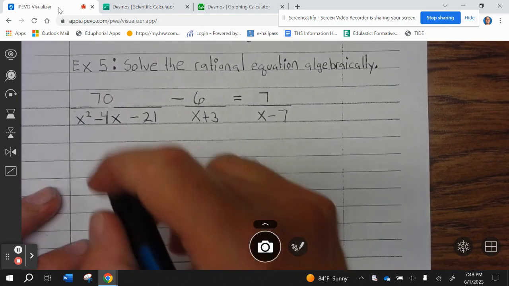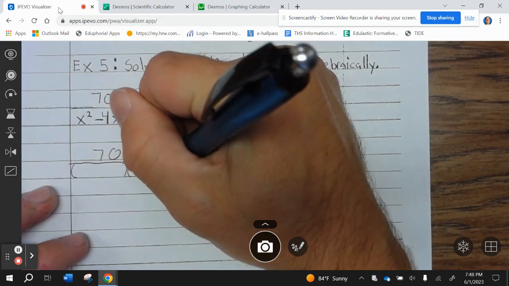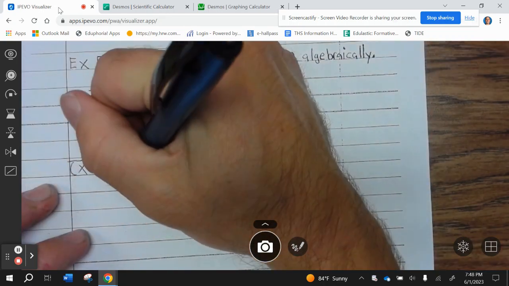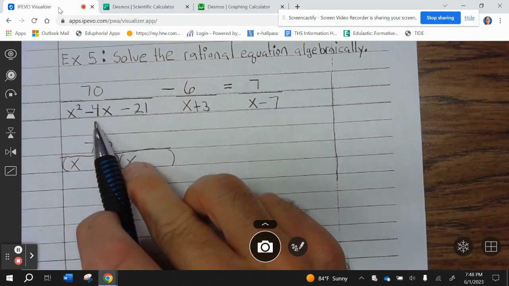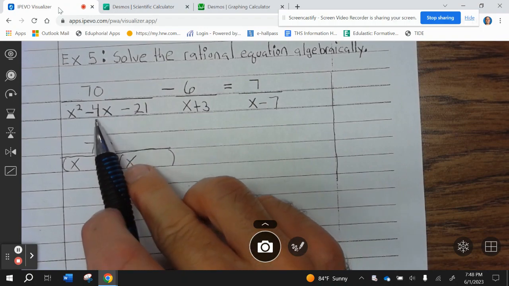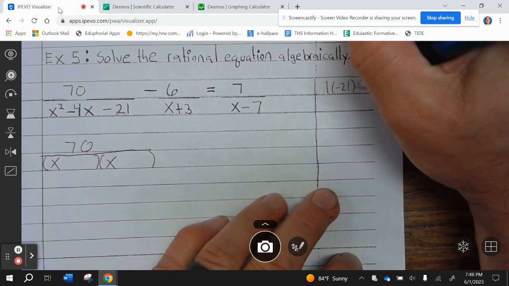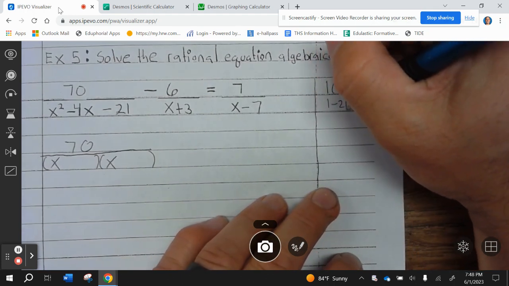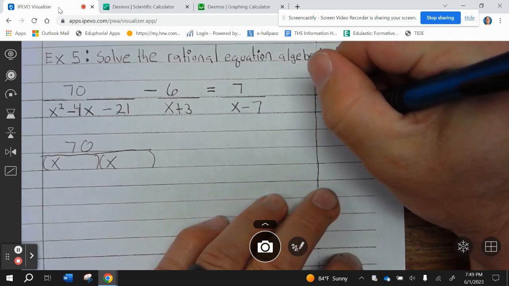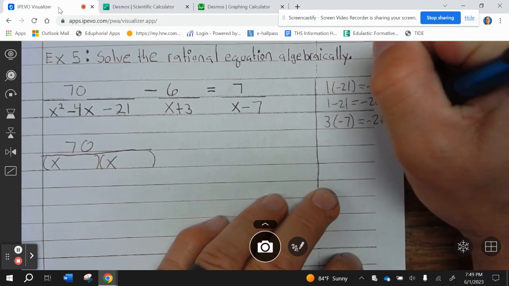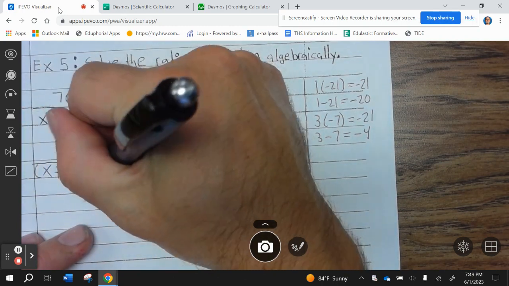All right, so we need to factor this denominator first. x times x makes x squared. Now, we need to figure out what numbers multiply to give you negative 21, combined to be negative 4. Since the middle number is negative, the bigger number is going to be negative. So 1 times negative 21 is negative 21. 1 minus 21 is negative 20. 2 doesn't work. 3 goes into 21, so 3 times negative 7 is negative 21. 3 minus 7 is negative 4. So the factors are x plus 3, x minus 7.